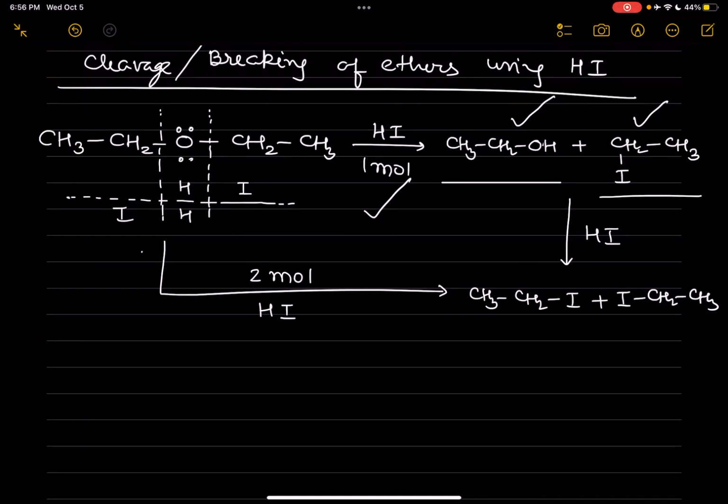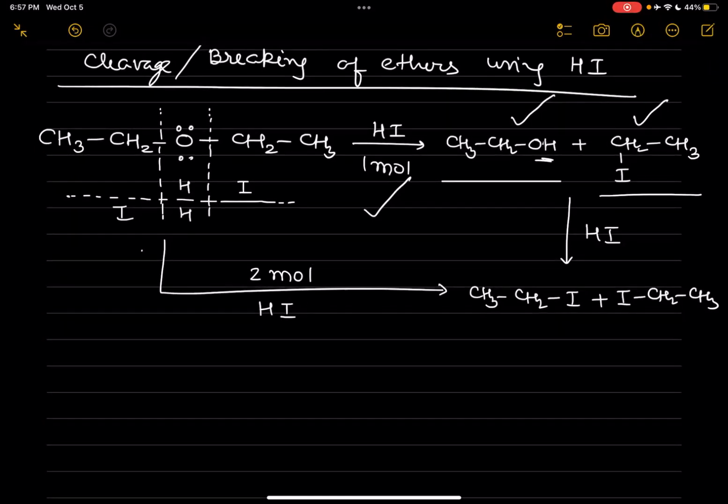The alcohol can react with HI. Remember, we prepared alkyl halides from alcohols by reacting with HX. So with HI, this OH is going to get protonated with this H plus. It is going to come out as water. And who's going to come and join in the place of OH? Iodide. Clear? So you will have 2 moles of alkyl iodide.